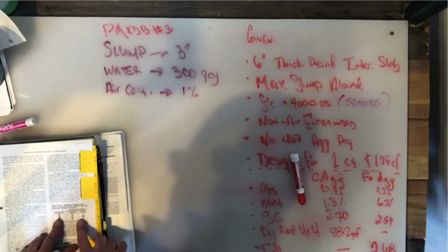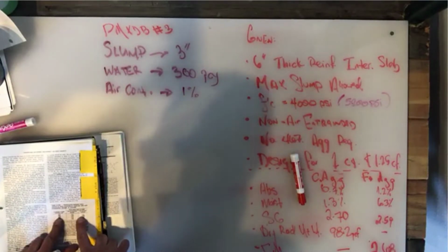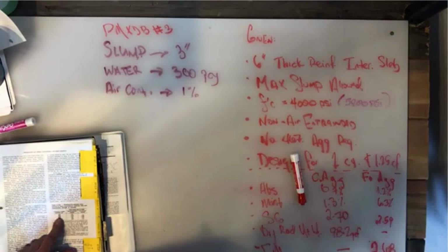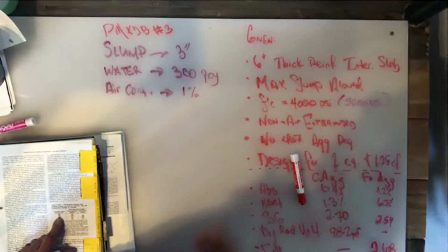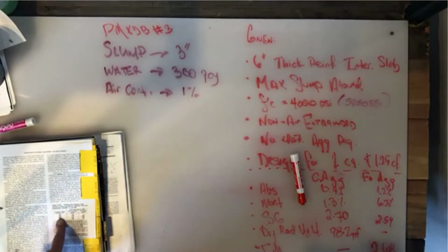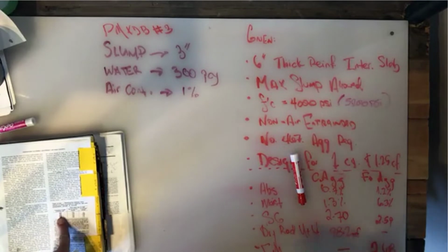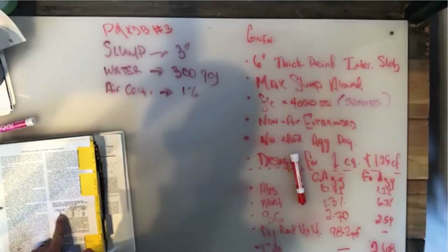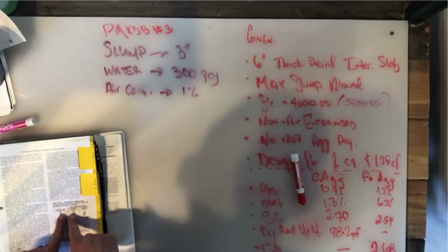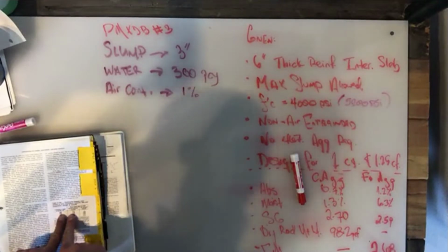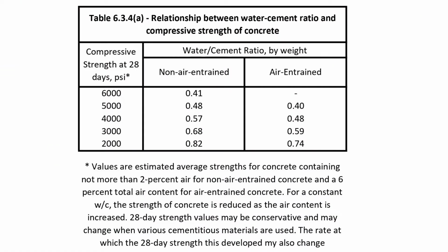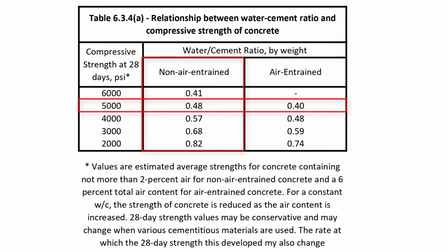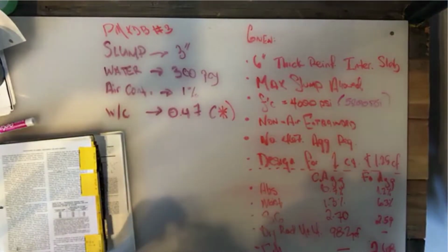Okay. So we said we wanted 4,000 psi, really looking for 5,200 psi with that standard deviation or that percent error. So we're looking at 5,000 psi, non-air entrained concrete. Our water cementitious ratio is going to be a 0.47. Now I'm putting an asterisk in red by this because you see what we ended up doing.